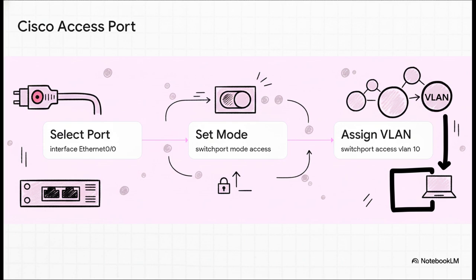Setting up a basic access port is really just a simple three-step process. First, you tell the switch which port you want to configure. Here, it's interface Ethernet 0/0. Second, you tell it what kind of port it is, so you say switchport mode access. And third, you assign it to a VLAN. Here we're saying switchport access vlan 10. That's it. That port is now officially a member of VLAN 10, and only VLAN 10.